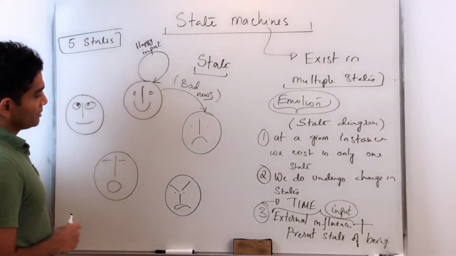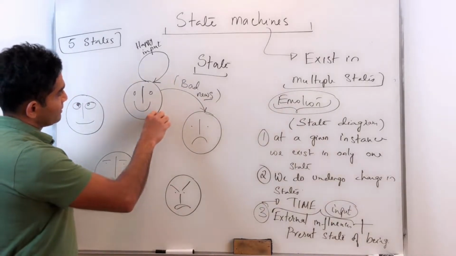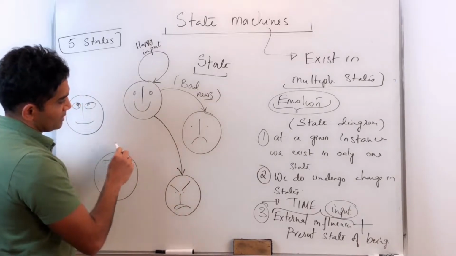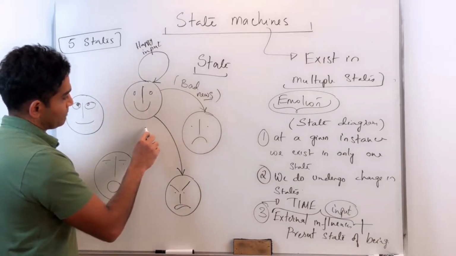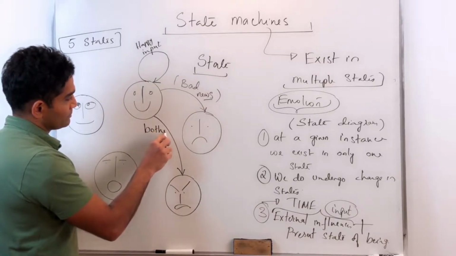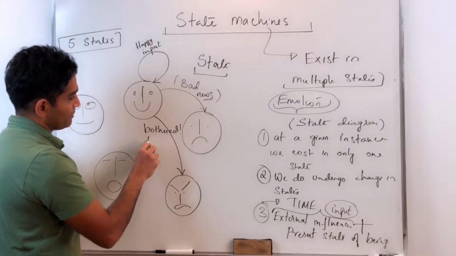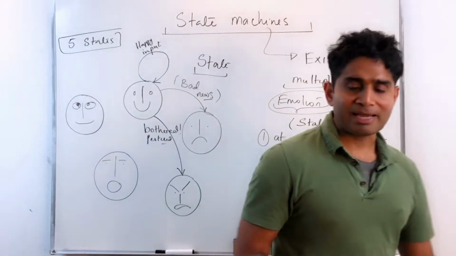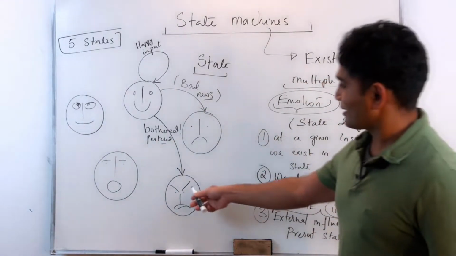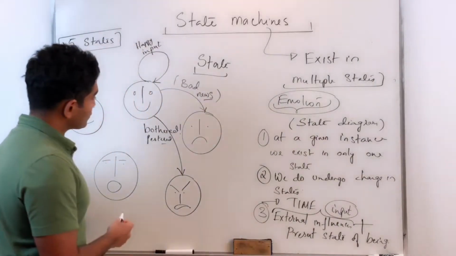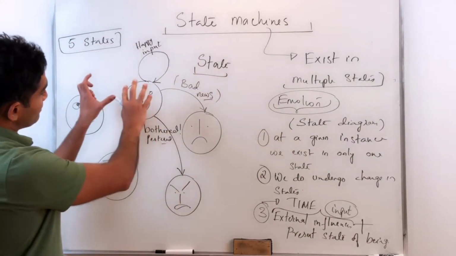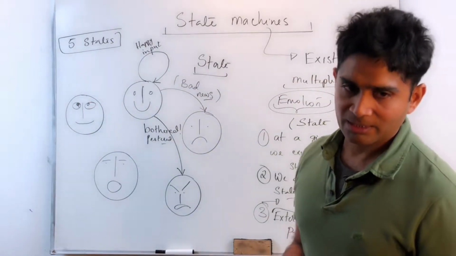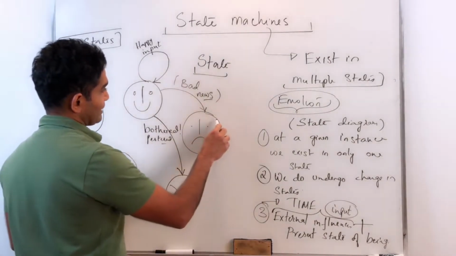Now again, I'm in the happy state, and let's say I keep getting bothered or pestered. Again, that's an external influence, some kind of input that is occurring on me when I'm in the happy state, and that transitions me to the angry state. Okay, and likewise, I can draw these kinds of state transitions. So once I'm done with one state, I move on to the next state.